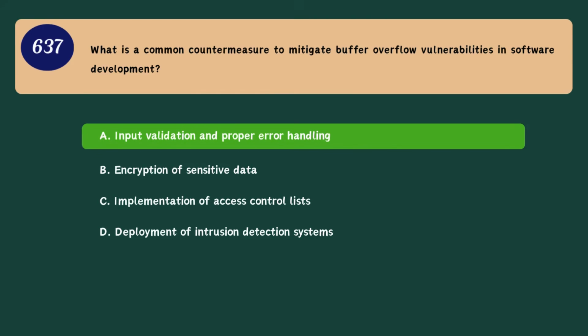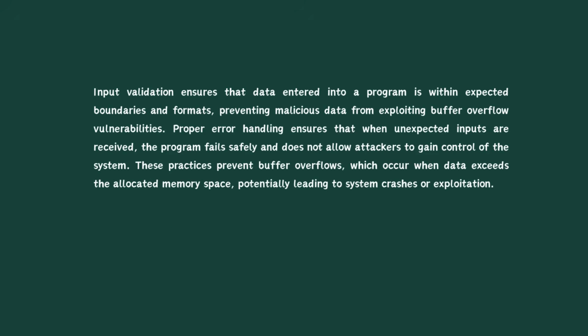Correct answer: A. Input validation and proper error handling. Input validation ensures that data entered into a program is within expected boundaries and formats, preventing malicious data from exploiting buffer overflow vulnerabilities. Proper error handling ensures that when unexpected inputs are received, the program fails safely and does not allow attackers to gain control of the system. These practices prevent buffer overflows, which occur when data exceeds the allocated memory space, potentially leading to system crashes or exploitation.